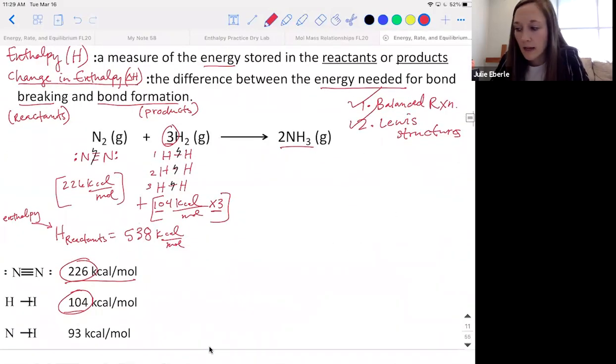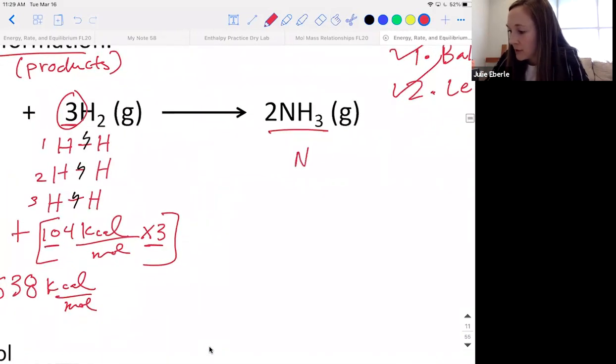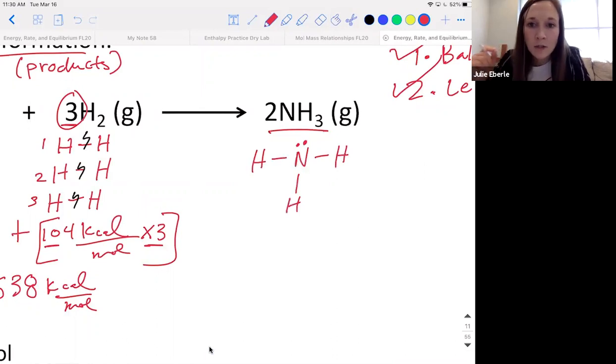All right, so this is the enthalpy of the reactants. Now let's add up the enthalpy of the products. And I promise I'm going somewhere with this, so hang in there. This is what a molecule of ammonia looks like. So in one single molecule, how many nitrogen-hydrogen single bonds do I have? Three. Thank you, Kendall. I'm going to highlight them. 1, 2, 3. I'm not breaking on this side. I've got to form all three of these bonds.